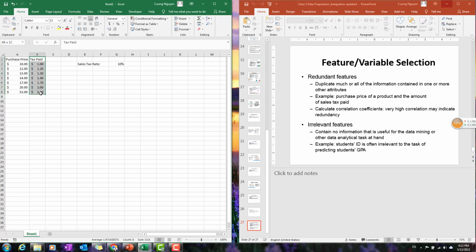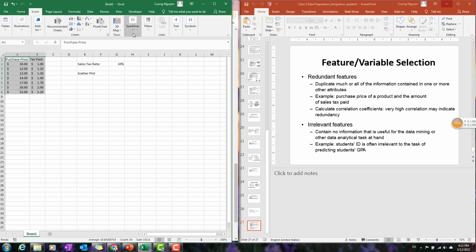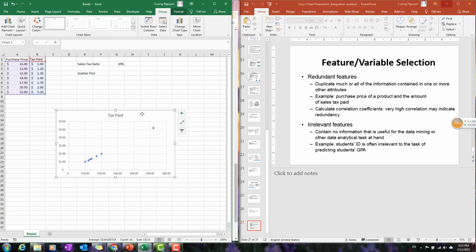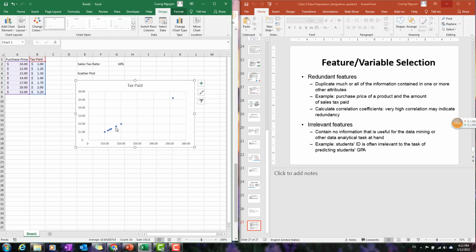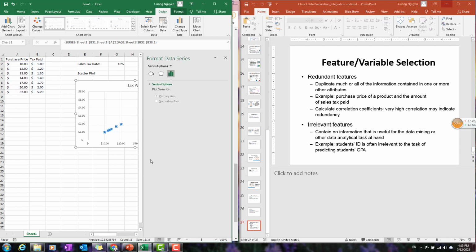For example, if I try to generate a correlation matrix, and also a scatter plot, you can see the relationship between them. For example, I take the tax paid and also the purchase price. So I go to insert and then recommended charts, or you can go into the scatter, and you can easily see that they will be going this way. More easily, you can add a trend line.